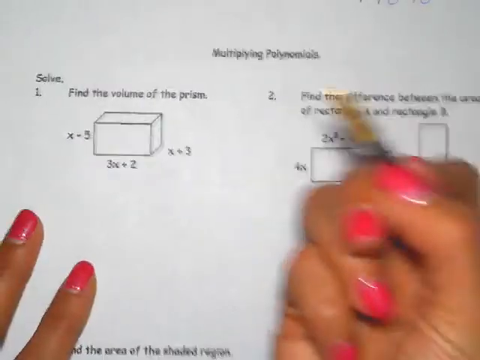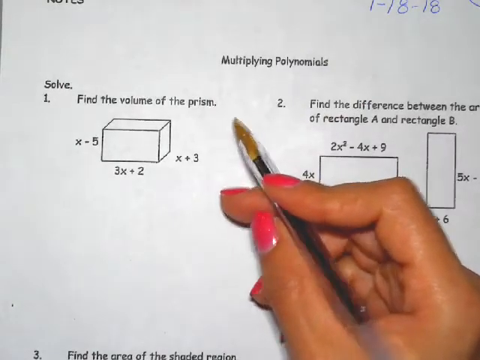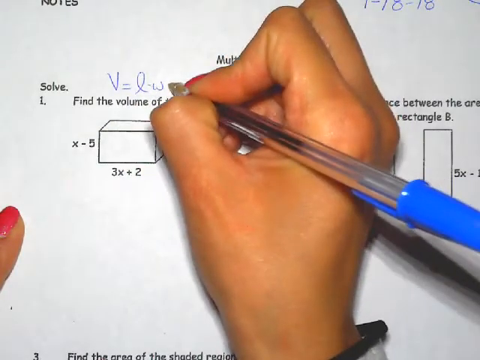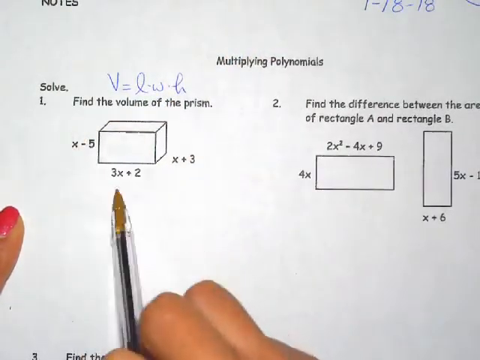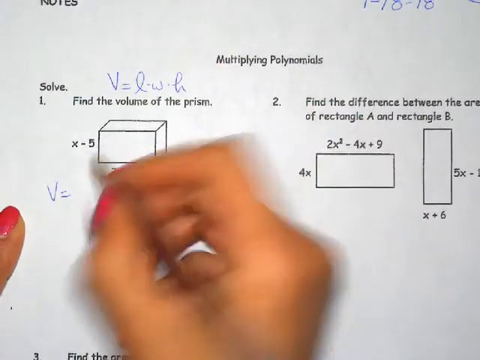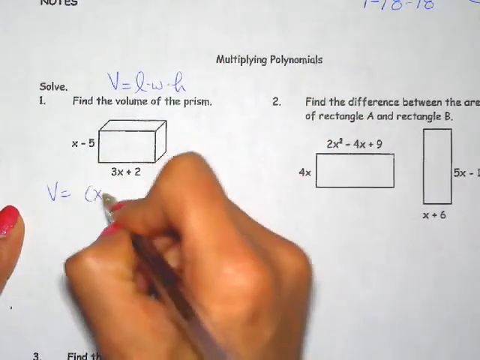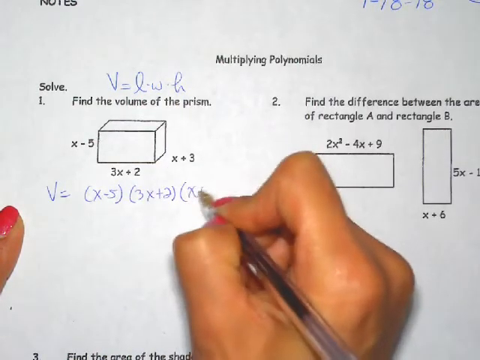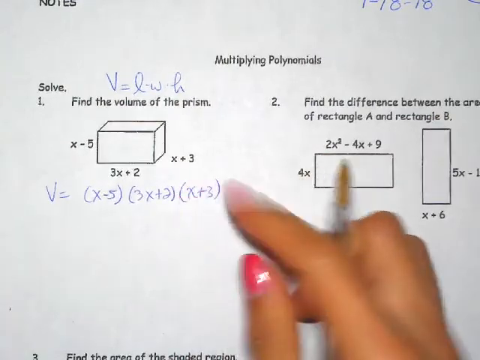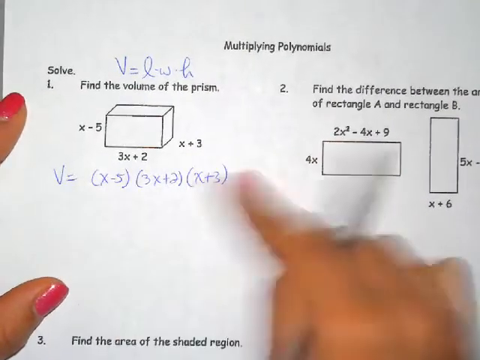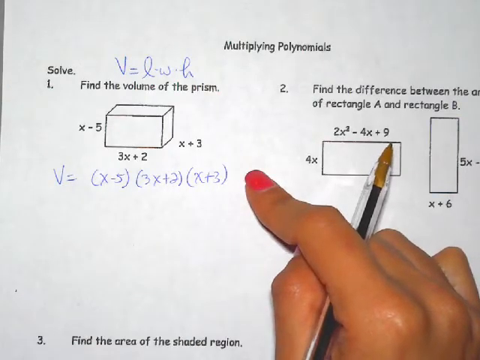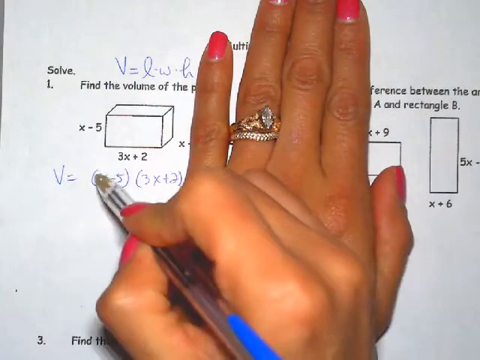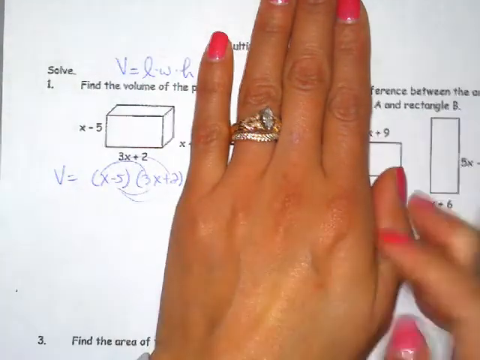Alright, number 1. It says find the volume of the prism. How do we find volume? Very good. Length times width times height. So you pretty much just multiply all three dimensions. When I set up my volume, since they're all binomials, I need to make sure I use parentheses. I won't put anything in between, but we know if there's nothing, it's multiplication. When I multiply them, I cannot multiply all three at the same time. I'm going to have to start with just 2. So this is what we did yesterday when we would multiply the binomial.